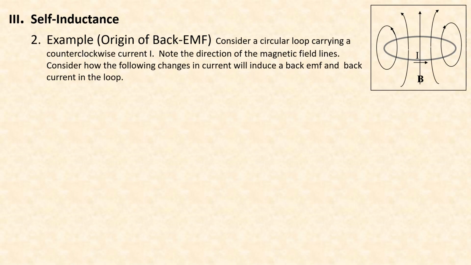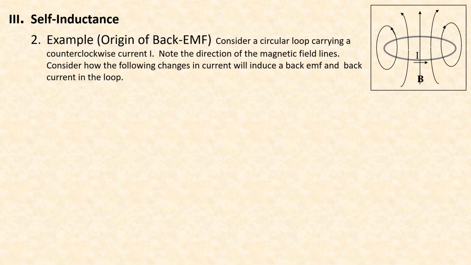Continuing our discussion from the previous slide, let's take a look at a specific example to see the direction of the induced current, a current that gets induced in a circuit when the source current changes. In this example, we're asked to consider a circular loop carrying a counterclockwise current. Note the direction of the magnetic field line.